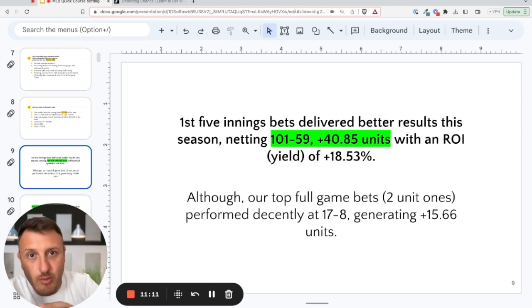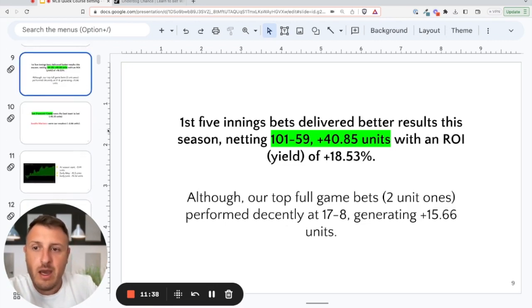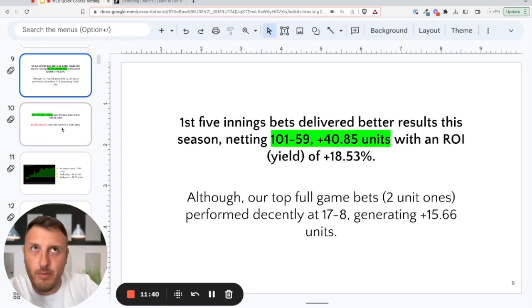I had full games money lines and first 5 innings. So first half, right? And first 5 innings bets delivered better results with 40 units, with ROI or yield plus 18.53%. Although our top full game bets, if I would exclude 1 unit bets, also full game money bets would make plus 15.66 units. But of course the record is 39.94 units, but this is just different statistics for different bet types. So first 5 innings against full money line games.